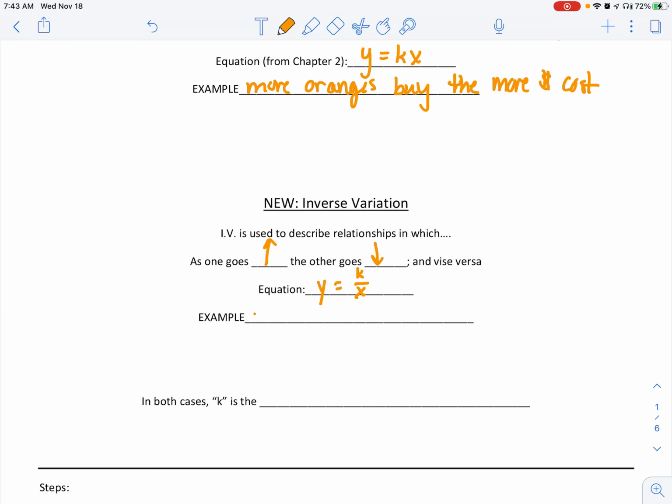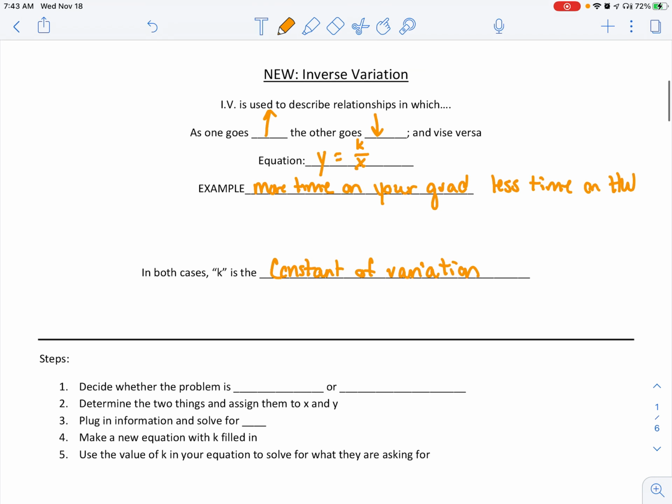For example, the more time you spend on your quad, the less time you're going to spend on your algebra homework. That's inverse variation. In both cases, k stands for the constant of variation. Constant of variation. Ta-da! Okay, so here are our steps for the problems today.